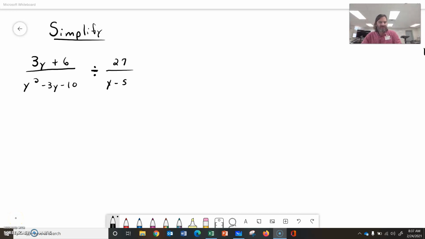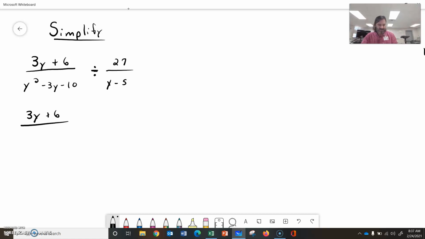Here we're simplifying rational expressions, and we have a fraction, 3y plus 6 over y squared minus 3y minus 10, and that fraction is going to be divided by the fraction with numerator 27 and denominator y minus 5. So I don't need common denominators to multiply or divide fractions, but when I divide, most people think keep, change, flip.